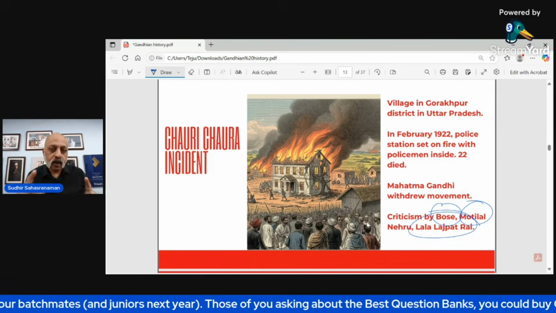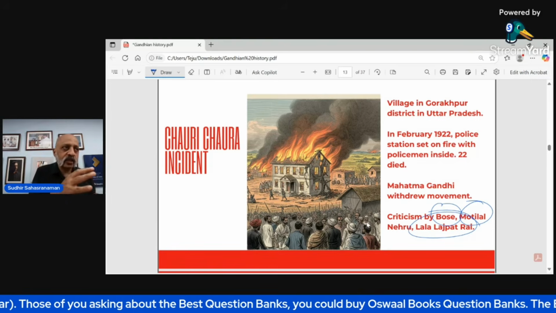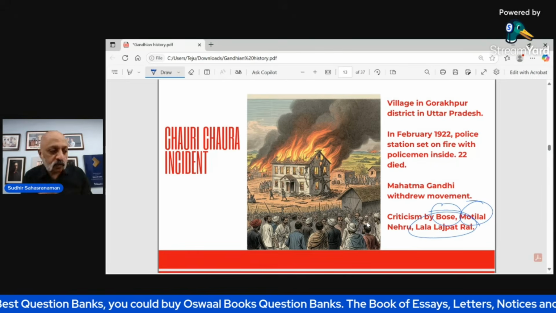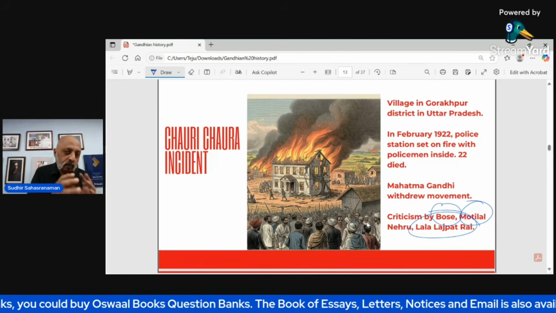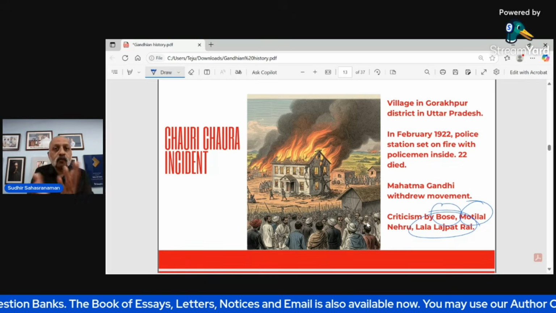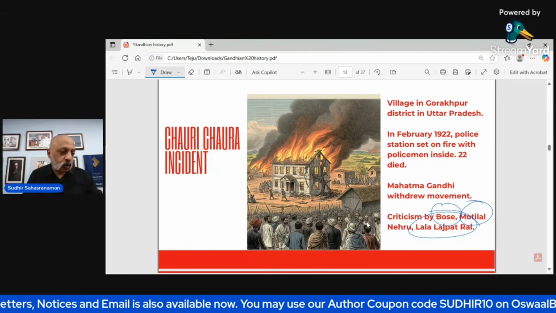Now, in some books the date is mentioned as 4th of February. In some books it is mentioned as 5th of February, probably because the entire incident took place on the intervening night of 4th and 5th February, which is why there is this dichotomy.